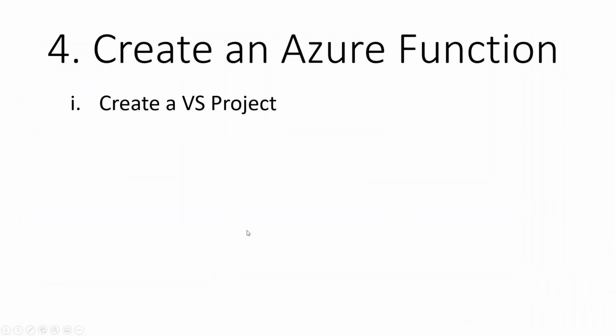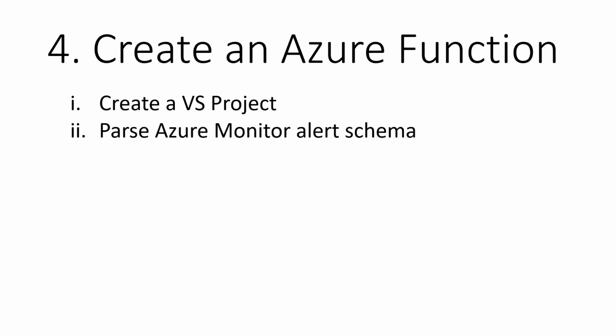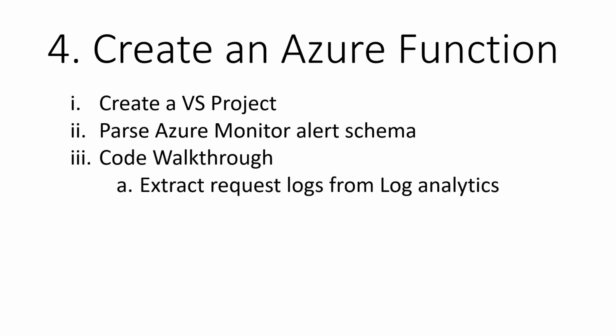Since this is going to be a little bit involved, let's break it down into steps to make it easier to understand. The first step is going to be to create a Visual Studio project for this Azure function. Next, we're going to write some code to parse the Azure Monitor Alert schema. This is so that the function can extract information from the alert. Then we're going to do a code walkthrough.